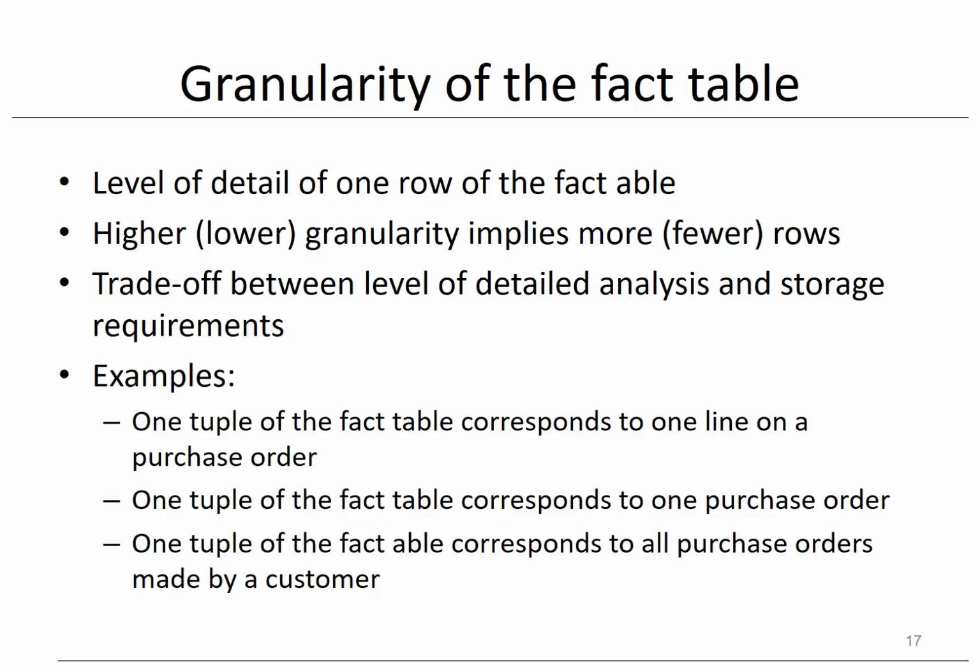Note that it is always possible to obtain a lower granularity from data stored with a higher granularity, for example going from days to months, by using aggregation. Obviously, if data is stored at a lower granularity, for example monthly, it is not possible to obtain more detailed information, for example daily. Examples of grain definitions could be: one tuple of the fact table corresponds to one line on a purchase order, or one tuple of the fact table corresponds to one purchase order, or one tuple of the fact table corresponds to all purchase orders made by a customer.